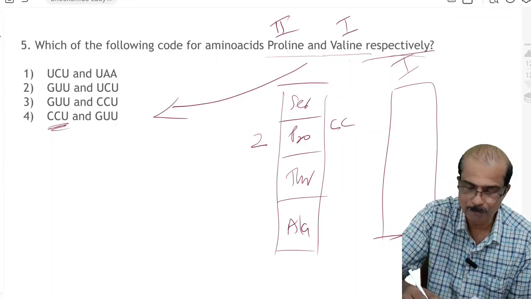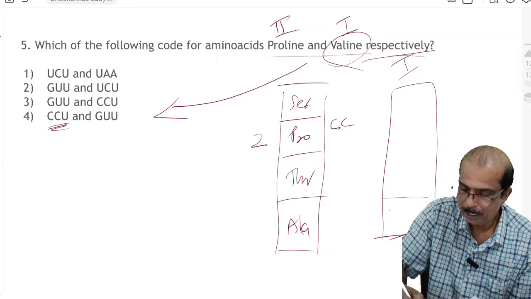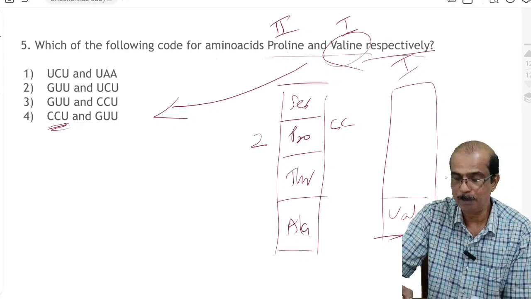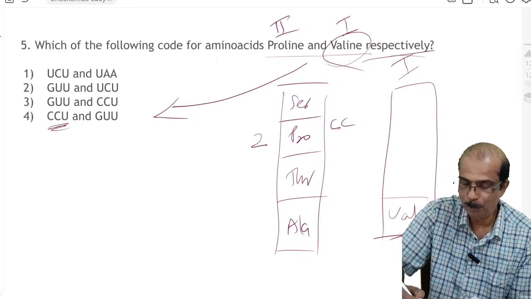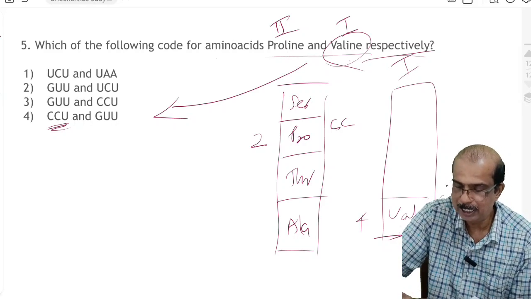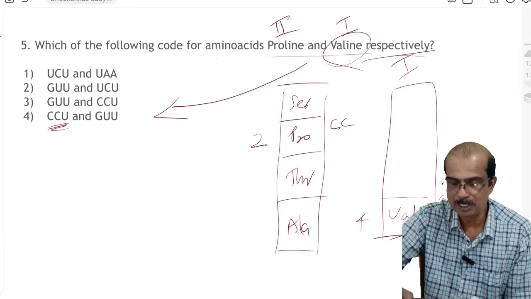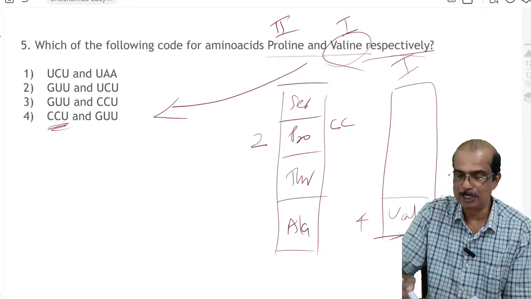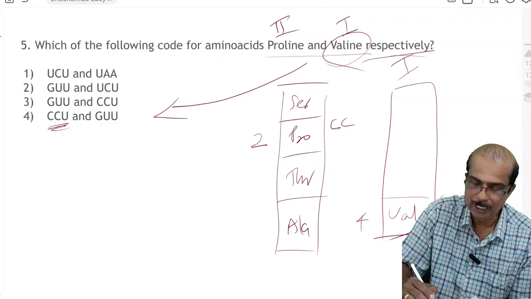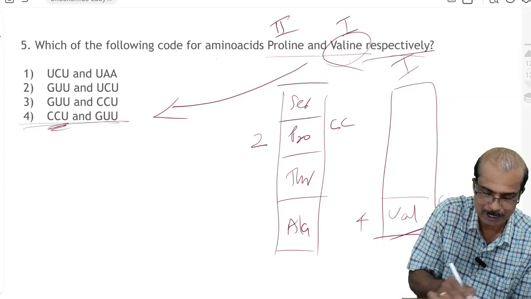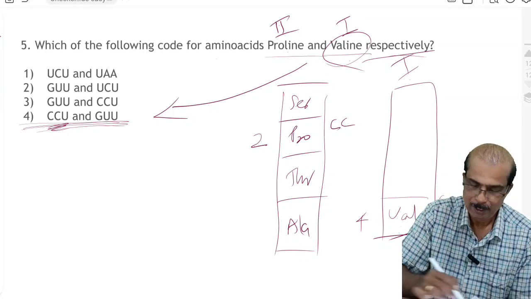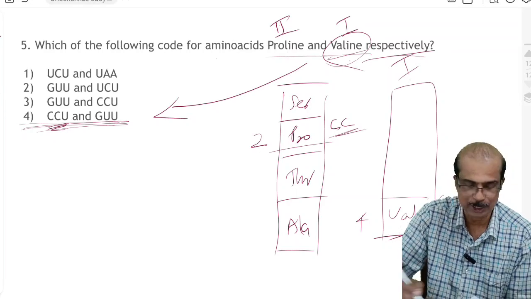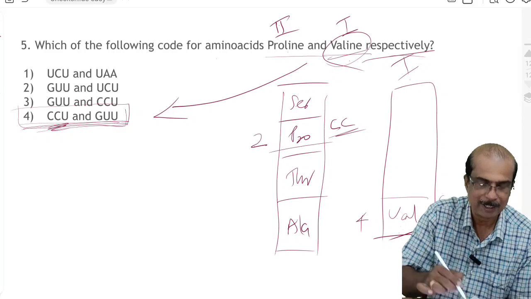Then what about the first column? First column, we know that valine is the last amino acid. Valine. In the fourth row, first column, fourth row valine. Fourth row means G is the first nitrogen base. Being first column, U will be the second nitrogen base, GU. So you can easily find out the fourth option is our answer, because proline starts with CC, valine starts with GU. Fourth option is our answer.